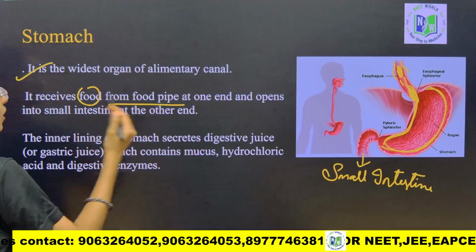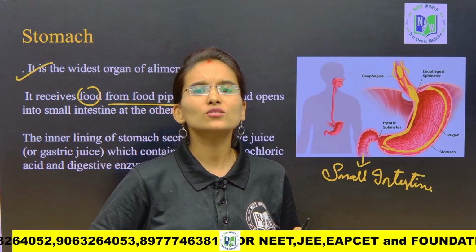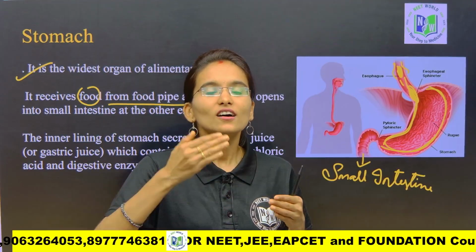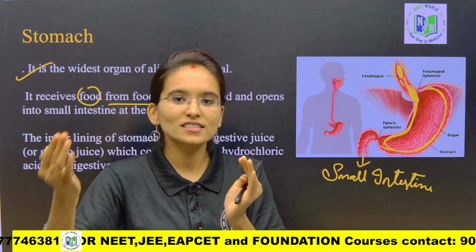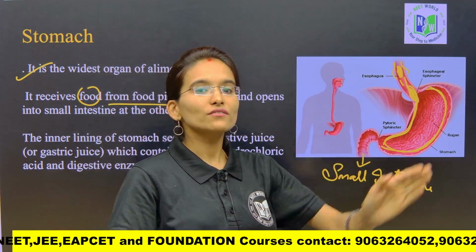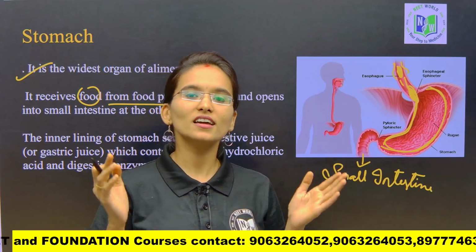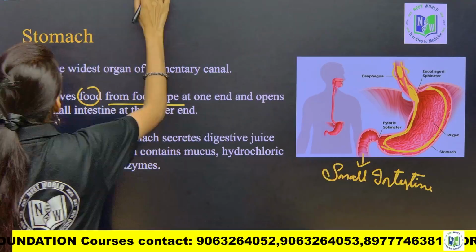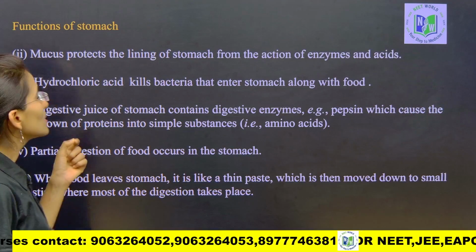So what is it going to do? The stomach is going to receive the food from one end, and after receiving, it is going to be transferred to the other end, which is the small intestine. The linings of the stomach will secrete the digestive juices, mucus and enzymes. Let us understand this and look into the functions of the stomach.